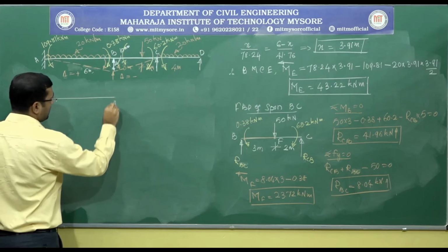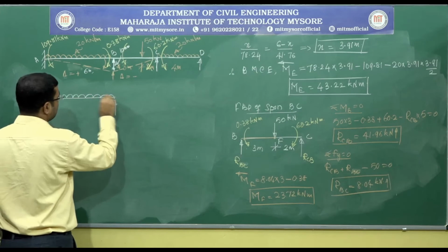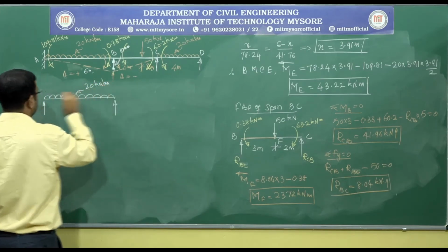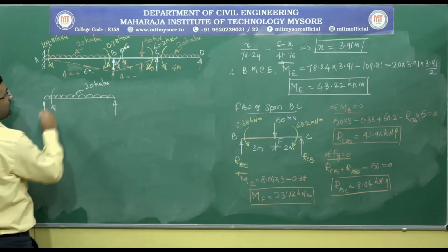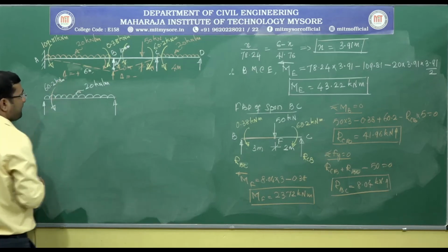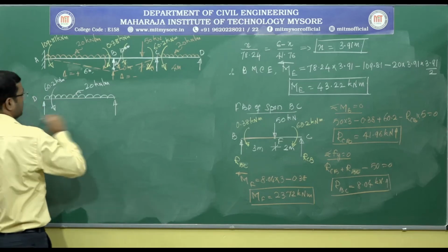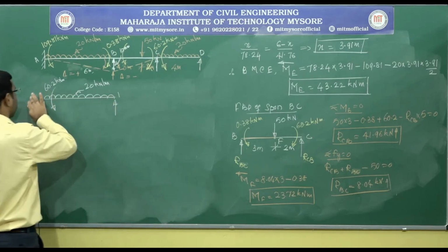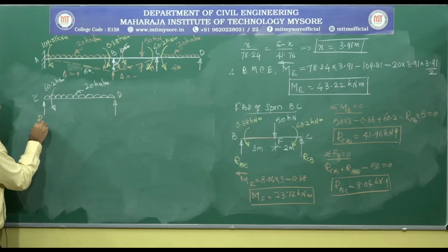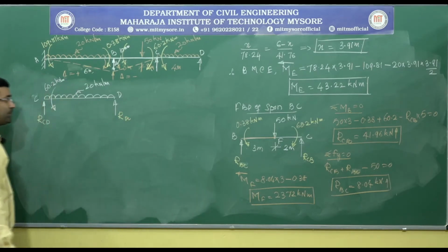This is a free body diagram of span CD, where we have a UDL of magnitude 20 kilonewtons per meter. We have an end moment of 60.2 kilonewton meter. There is no moment at the D point, as it is simple in nature. C, D. So here we need to determine the reacting components RCD and RDC, right.